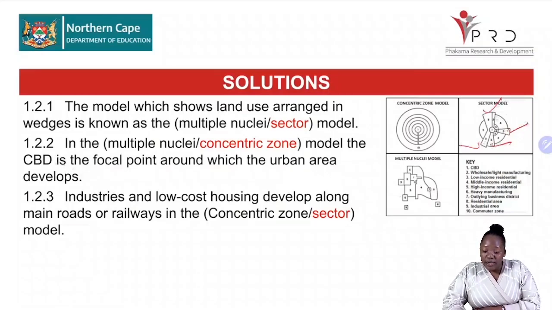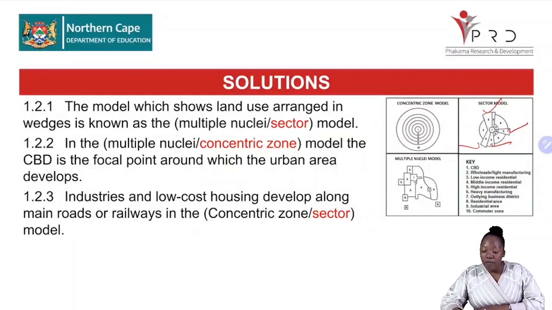Second question, in the concentric zone model, the CBD is the focal point around which the urban areas develop. As you can see there, this is the focal point number 1, which is the CBD. Then it is followed by the residential areas. And then your number 3, the industries and low-cost housing develop along the main road or the railway in the sector model. Again, you'll see there as you go through the key that this is the sector model.